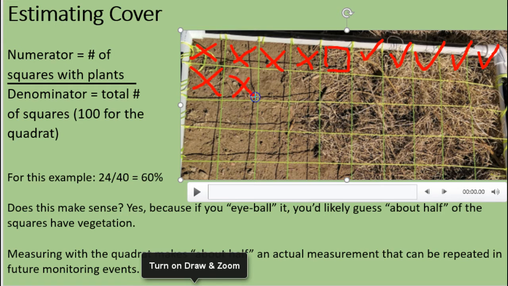Now, going right along. No, no, no, no. This is our transition zone. We would use our fingers to figure this out. Now look in this square here. Doesn't really look like there's much. But this is an example right here where there is no vegetation really visible, but that is root matter right there from a grass. So this would be a yes.